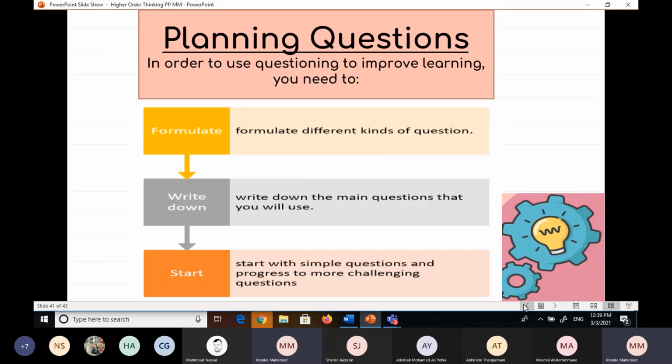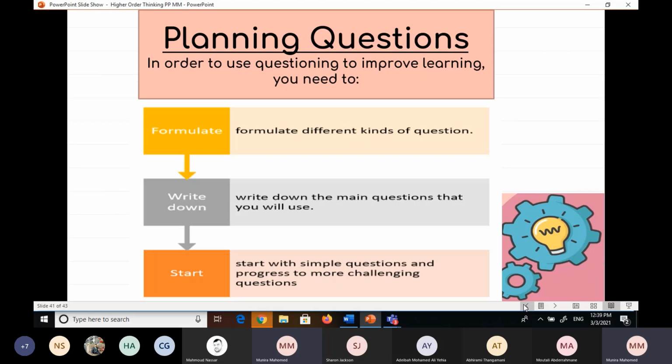So when you are planning your questions, in order to use questioning to improve your learning, you need to remember, formulate different kinds of questions. All the different kinds of questions that you can think of, include this in your planning. Write down the main questions that you're going to use. So don't only think about it, write it down as well and use them in class.